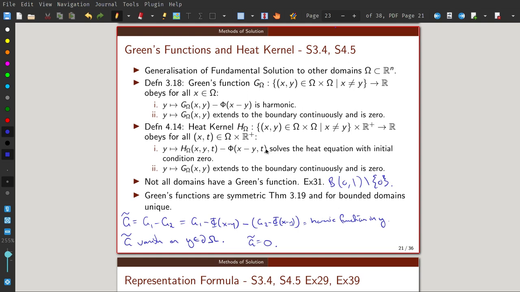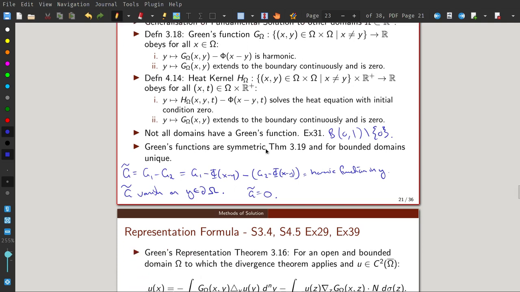In particular, we want the Green's function for balls because we'll use that to get some very nice properties of the functions.